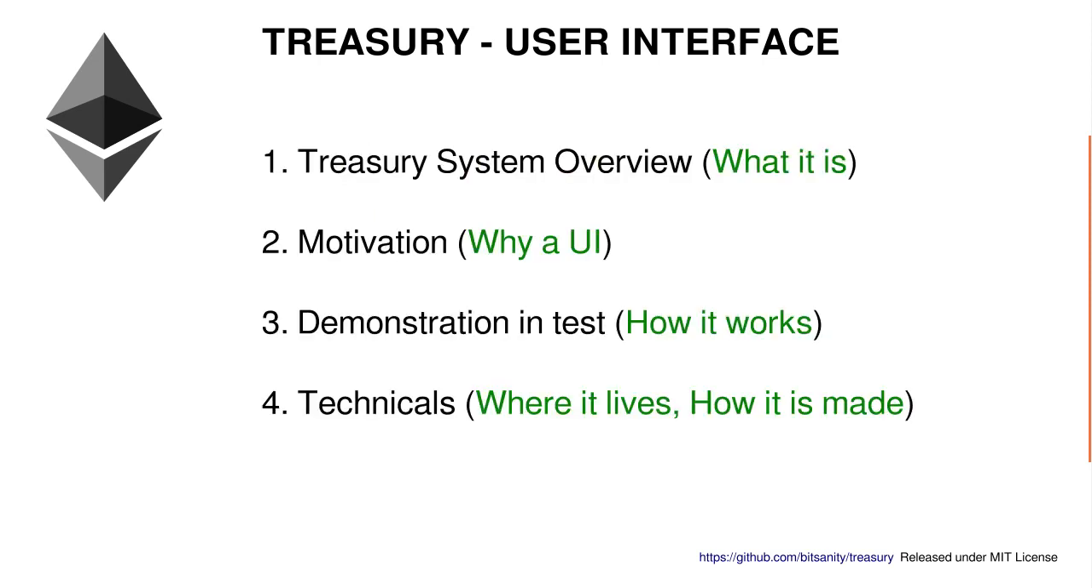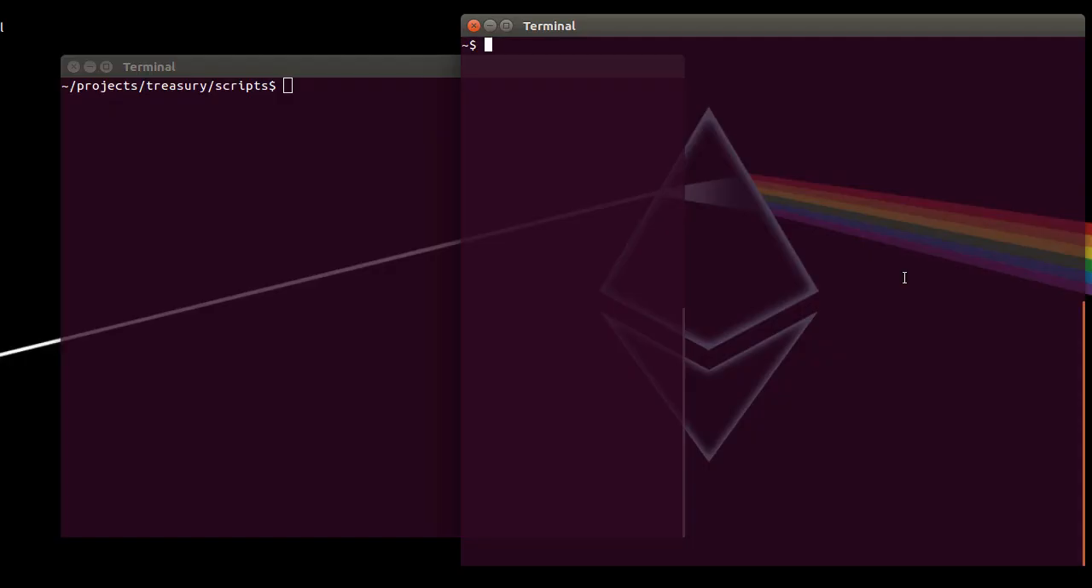So that was a pretty quick rundown of what the Treasury Smart Contract is. Next up, we're going to talk about why we need a user interface. Now for the motivation part.